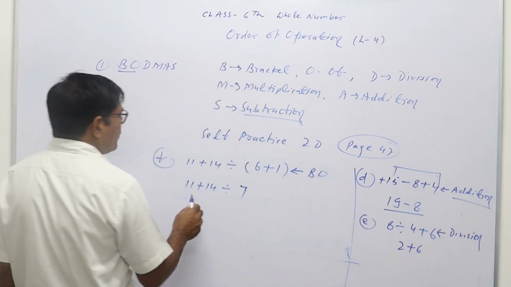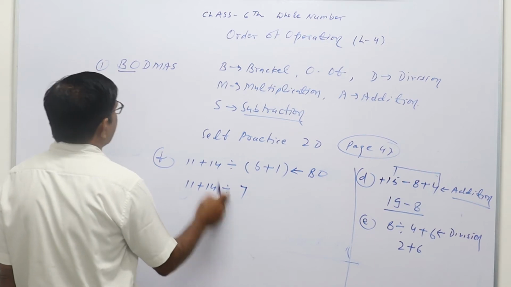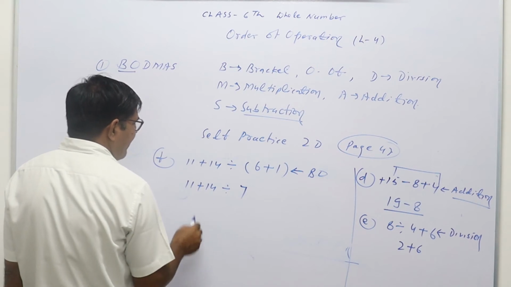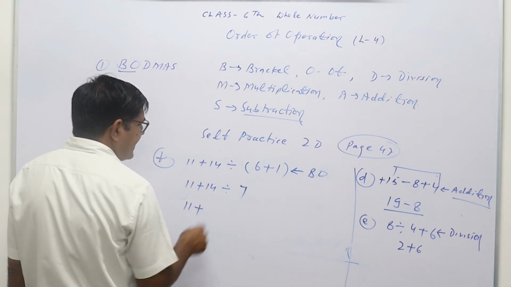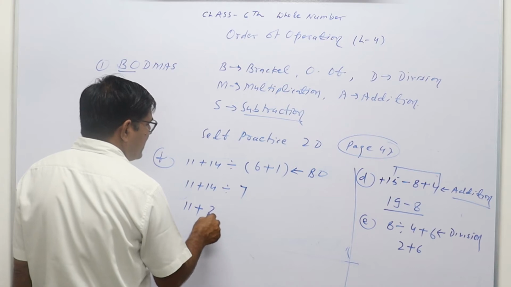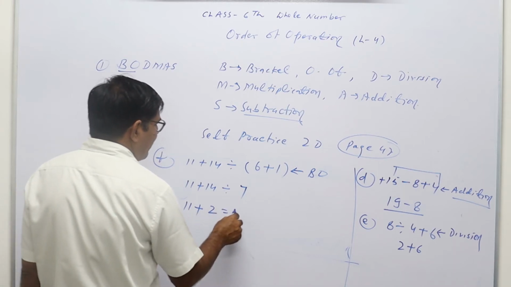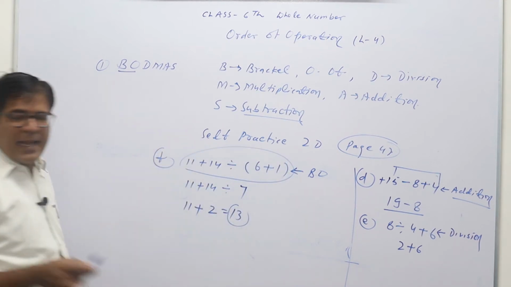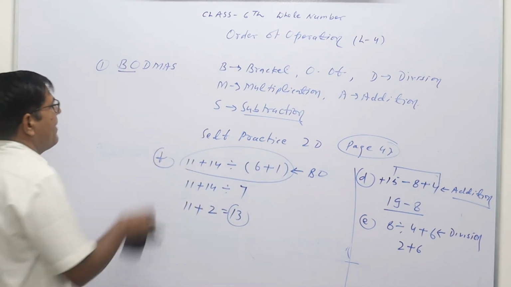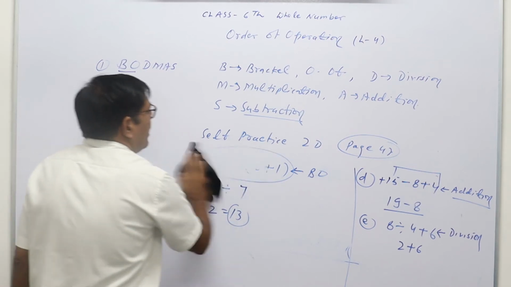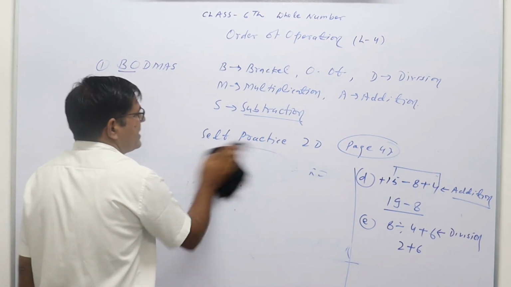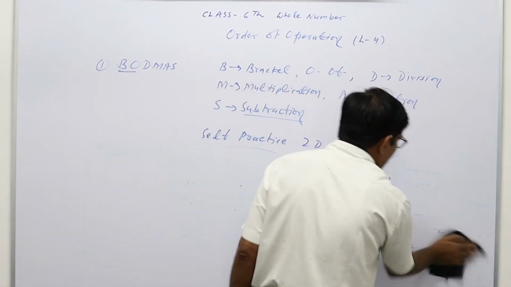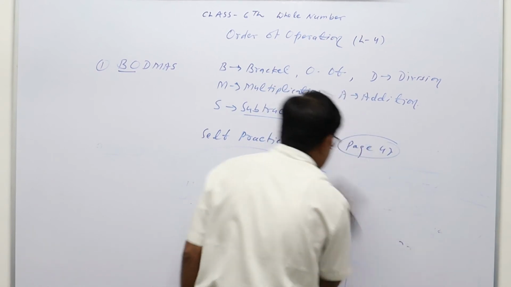Now if you have to solve plus and division, two operations are there. So first we will do the division operation. So 14 divided by 7 will be 2, 11 plus as it is, 14 divided by 7, that is 2. Now 11 plus 2, that will be 13. So which operation did we use here first? Bracket off. So in this question, we just have to observe which type of operation we have to do first to solve the given expression.